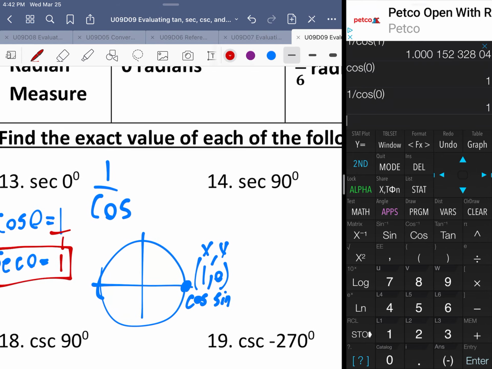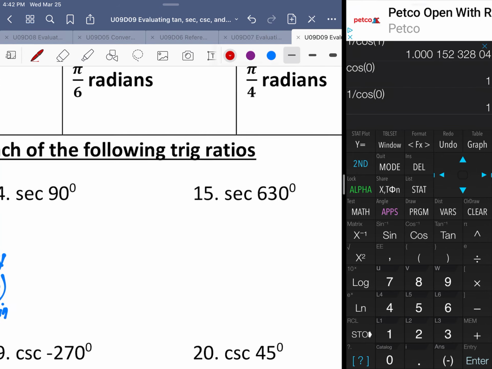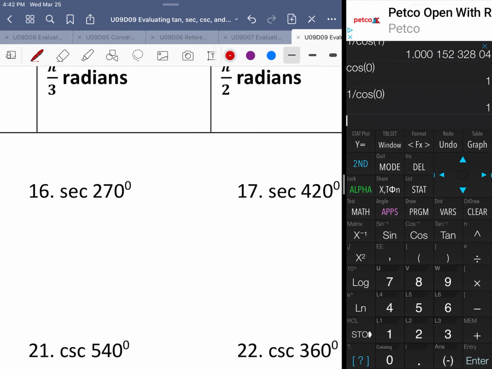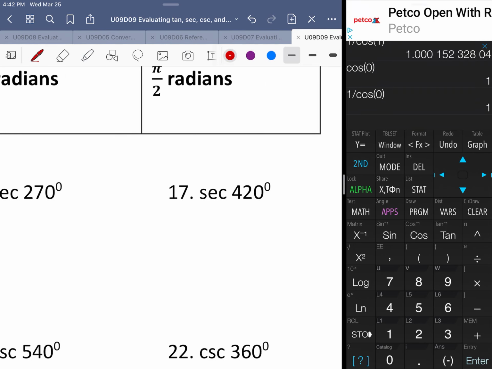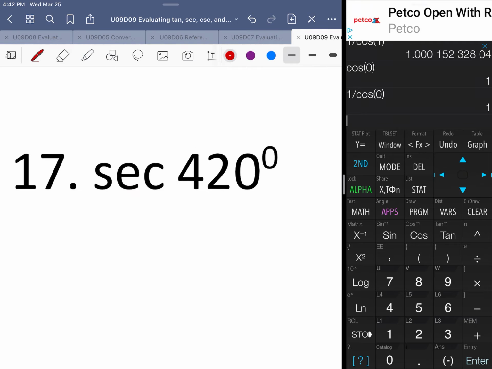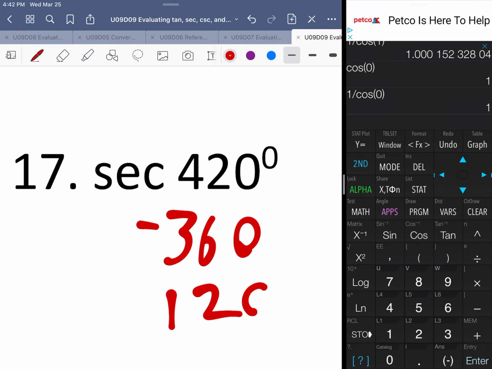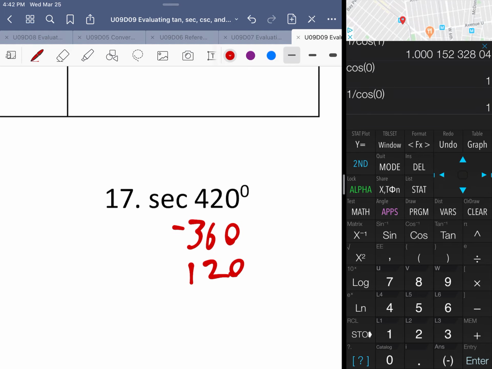All right, so the same thing would happen for 90 degrees, just a different angle. 630, 270. A lot of these are multiples of 90. So let's do one for 420. So 420, if I want to bring that between 0 and 360, I'm going to have to subtract 360. So that should leave us with 120. So that's our coterminal angle.